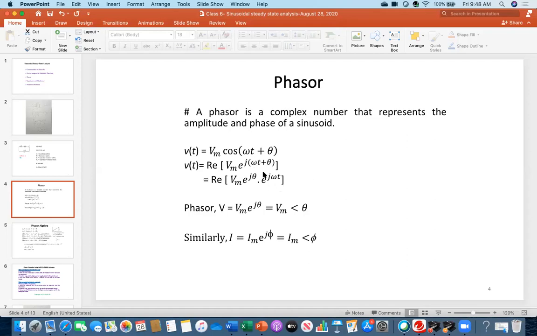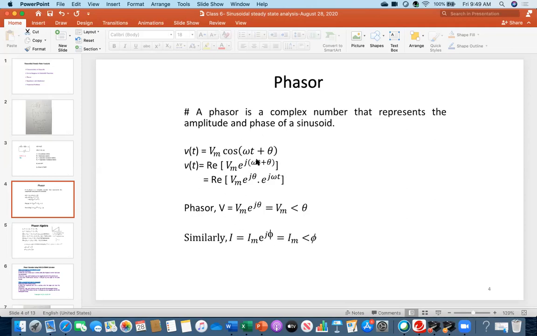Now my goal in the phasor: a phasor is a complex number that represents the amplitude and phase. I don't want to use any t function. I want to eliminate the t for the sake of simplicity. So that's why, because of e to the power j omega t, I am avoiding this part at this point. Simply, I am considering this part. This is the phasor. That is the definition of phasor.